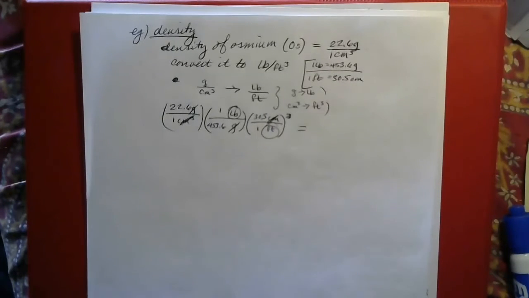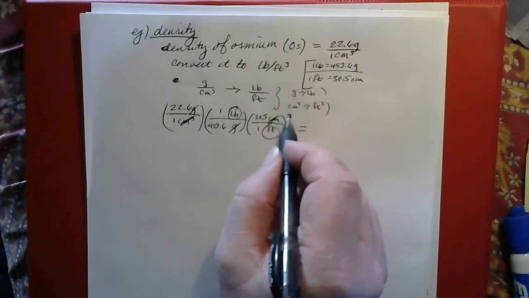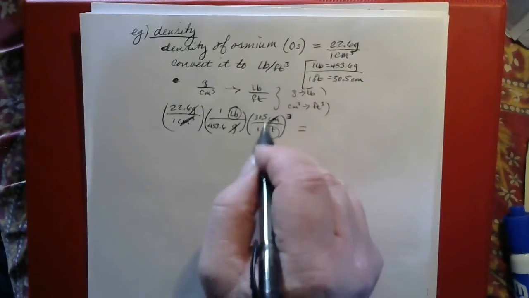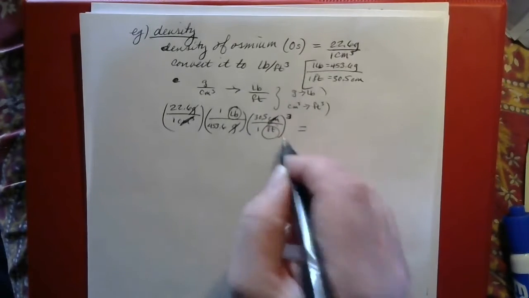And once they cancel out, we have feet left in the denominator. So we have pounds per cubic foot because the 3 is still there. It still applies to everything else inside the parentheses that hasn't canceled out. Okay, so it's going to be pounds per cubic foot.